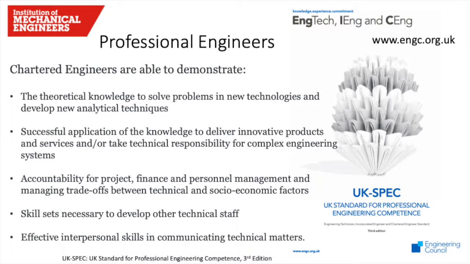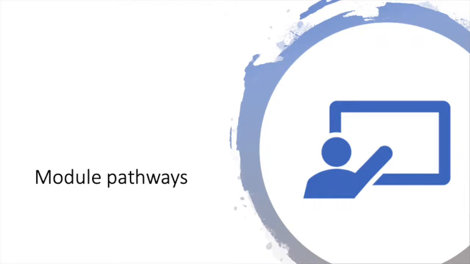In essence, it's about becoming a professional engineer. So if you look at the UK spec for professional engineering competence, and this is released by the Engineering Council for the UK, you can see that these skills in terms of developing staff, interpersonal communication skills, and the application of knowledge to deliver products and services are all key aspects of your journey to becoming a fully fledged professional engineer. So now we've looked at the general idea behind engineering management, let's have a look at some of the specific module pathways that you can choose on this theme.